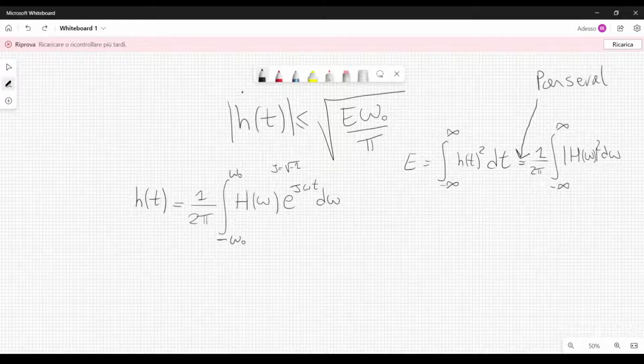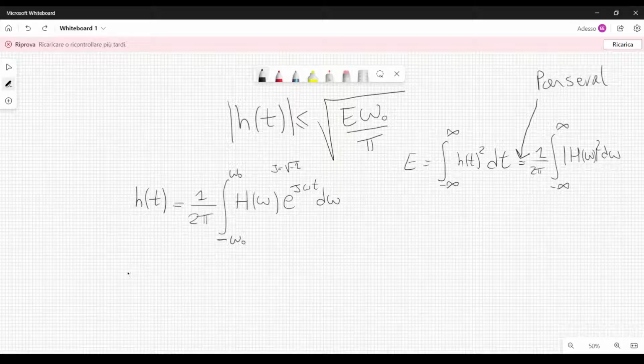You can see that the magnitude of h of t will be constrained. It will be limited by the energy of the system and also its bandwidth. If we have a band-limited system, we know that the magnitude of h of t of this signal cannot exceed a certain value given by this square root here.